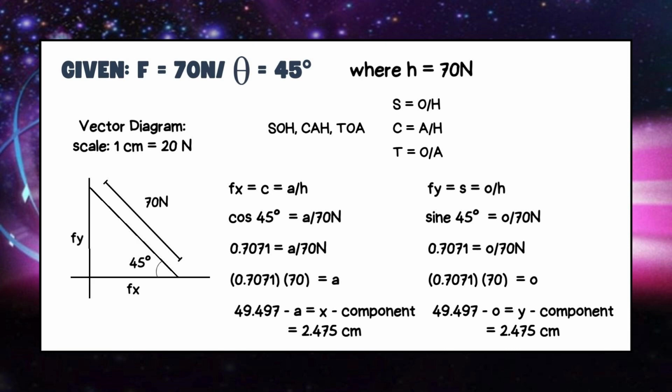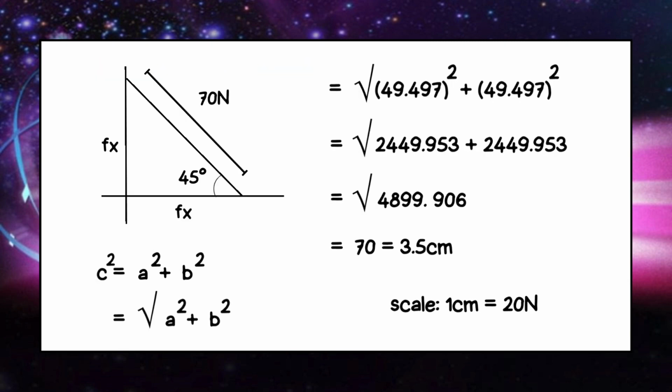So, saan nanggaling naman yung 2.475 centimeters? Kasi meron tayong scale na ginamit. 1 cm is equal to 20 Newtons. Paano nakuha yun? So, yung 49.497, i-divide natin yun sa 20 Newtons. Ang sagot is 2.475. Para i-check naman yung nakuha nating final answer, pwede tayong gumamit ng Pythagorean theorem which is c squared is equal to a squared plus b squared.